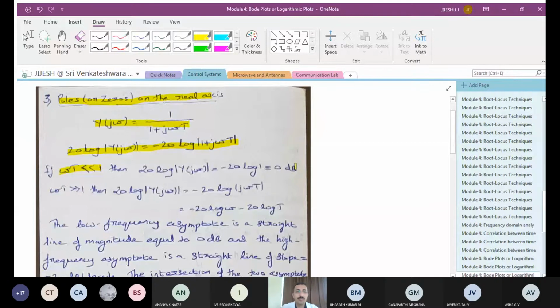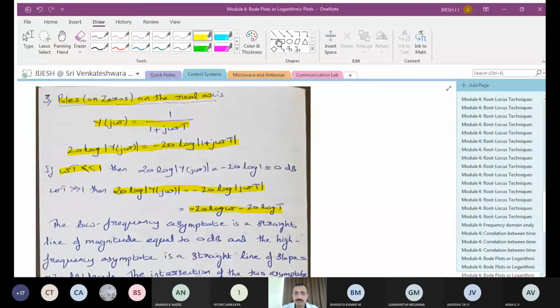So if omega t is less than 1, you will get 20 log of |y(j omega)| as 0 dB. And if omega t is greater than 1, then you will get 20 log of |y(j omega)| as minus 20 log of omega t. From this equation you can write that, and when you take it further, it will be minus 20 log of omega minus 20 log of t. So this is what you get. You can just understand those things.